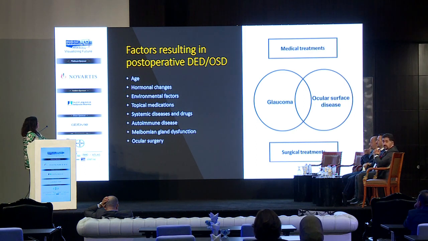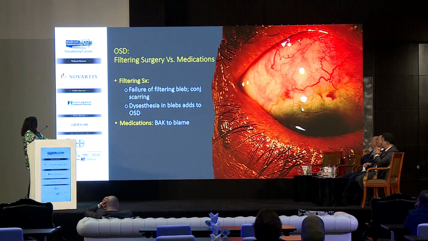So the factors that result in post-operative dry eye disease or ocular surface disease are variable. As you age, there are hormonal changes that happen, environmental factors that we already talked about. These days, there is so much of dryness which has been induced by air conditioning, and if you go out, the weather makes it worse. Systemic drugs and systemic medications, diabetes, other autoimmune disorders, MGD, and ocular surgery, they all contribute towards a worse outcome in patients with glaucoma and ocular surface disease.